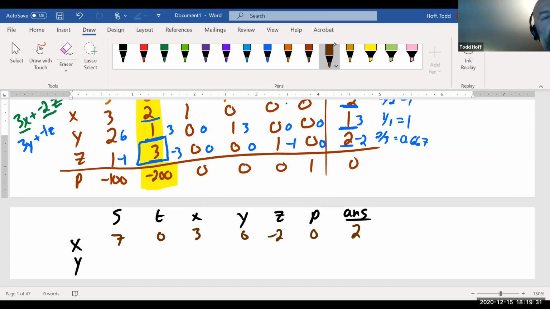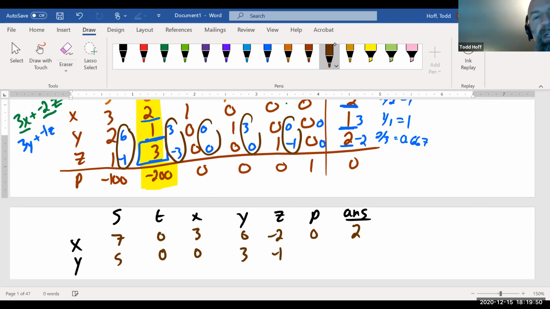So my new row y, 6 plus negative 1 is 5. 3 plus negative 3 is 0. Again, that's what we were shooting for, to get the 0 in that pivot column for that row. 0 plus 0 is 0. 3 plus 0 is 3. 0 plus negative 1 is negative 1. 0 plus 0 is 0. 3 plus negative 2 is 1. So that's my new row y.